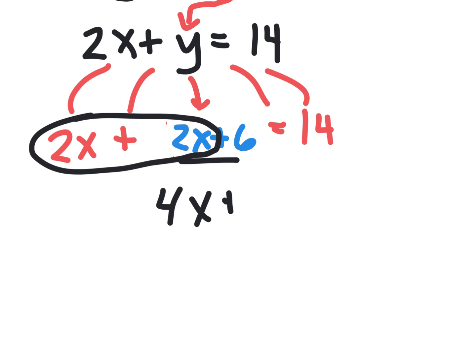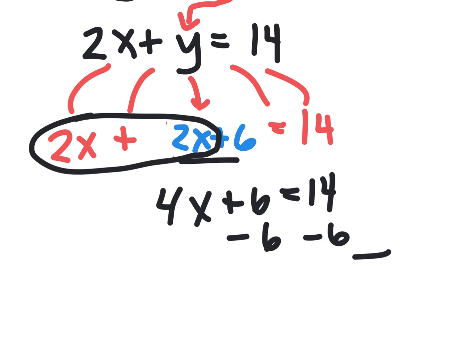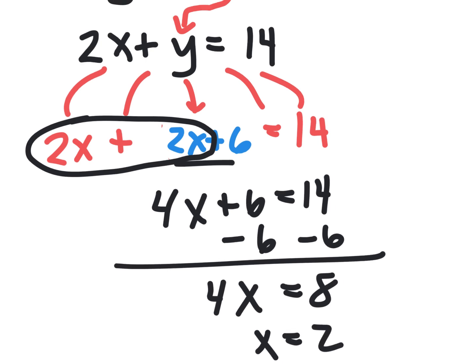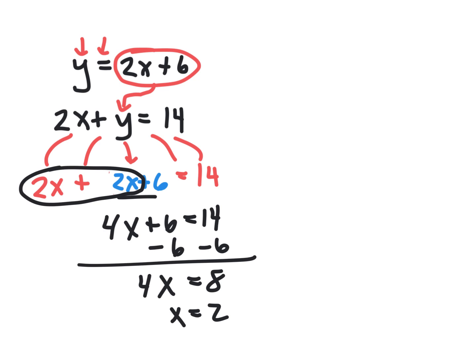4x plus 6 equals 14. Now I'm going to subtract 6 from both sides. 4x equals 8. Ooh, I'm getting there. X equals 8 divided by 4 is 2. Raise your hand if you had x equals 2. Nice. Then I hope you remembered that you weren't done.